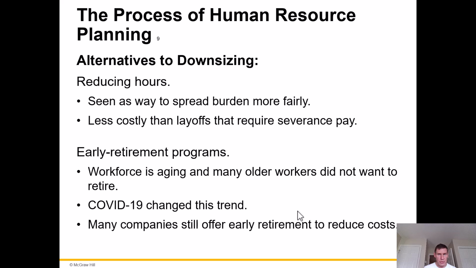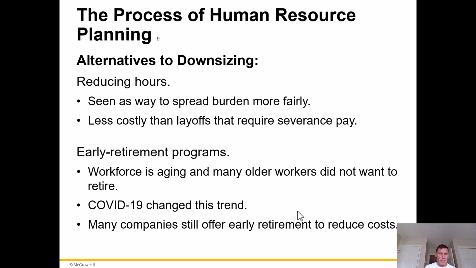Well, reducing hours is an option. This might be a way to more equitably and fairly spread that burden. It's also less costly than layoffs, because companies will often feel morally obliged to offer severance pay. If they just cut the hours, they wouldn't have to do that.